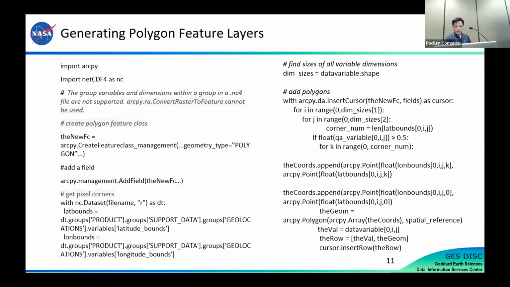In this approach, we need to create the polygon feature class, then add the necessary fields to the polygon feature class to store the variable information associated with each pixel. Then use the NetCDF library to extract the pixel boundary information from the data file. Then use the pixel boundary information to create the polygons for each pixel. Then add each polygon into the polygon feature class with the associated field information.